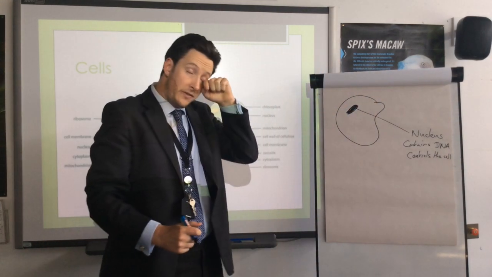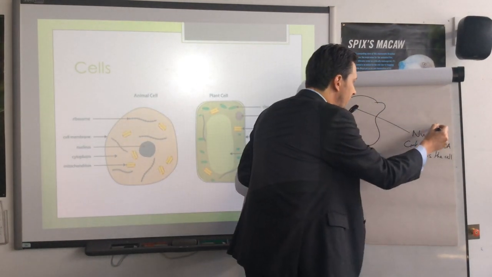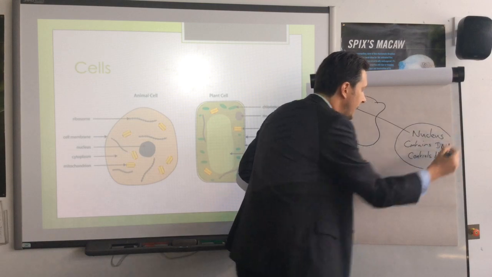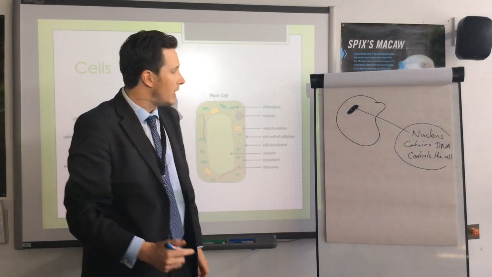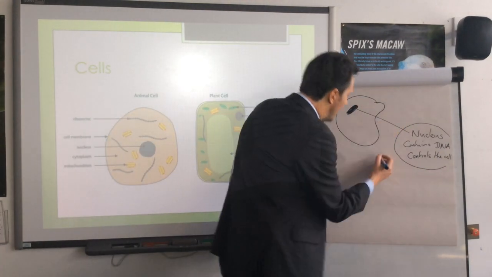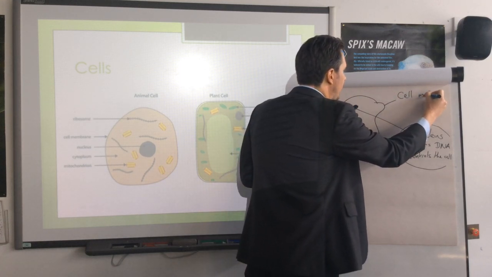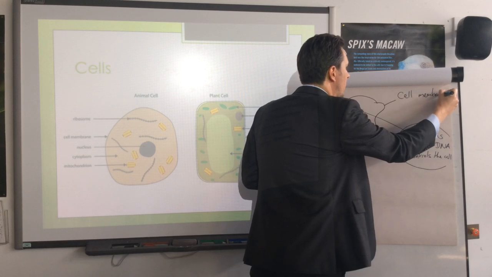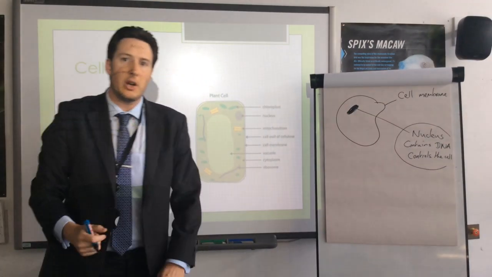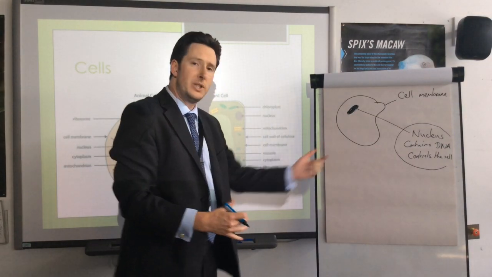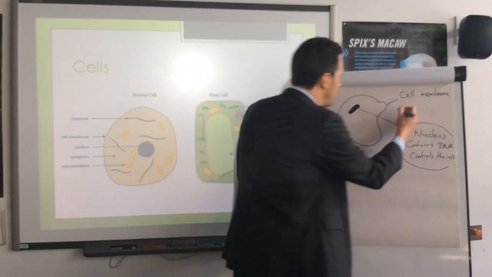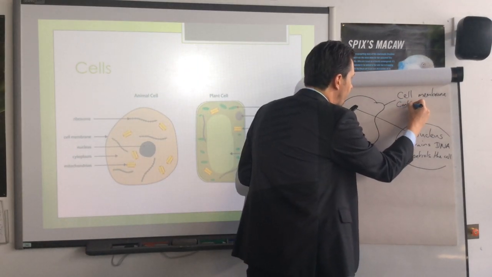Okay, so that's the important functions of the nucleus. It contains the DNA and it controls the cell. Then you also have the outer layer of the cell, which is the cell membrane. In an animal cell, you only have a cell membrane, and what the cell membrane does is it controls what goes in and out of the cell.